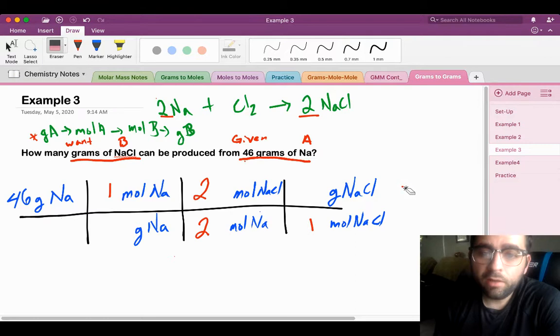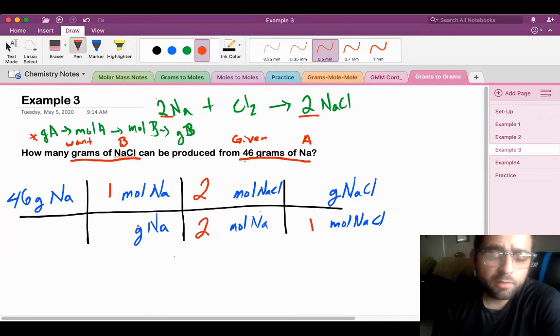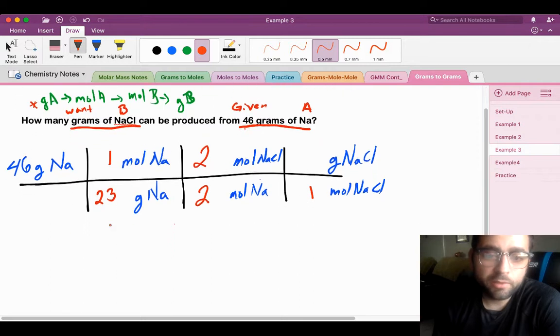From here, all I need to do is write in the molar mass of Na and the molar mass of NaCl. Na is going to be easy because it's just an element. I do not need to add anything together. It's just whatever the mass of Na is. And the mass of Na from the periodic table is 23. So 23 goes right there. I do need to find the mass of the NaCl though, so let's do that.